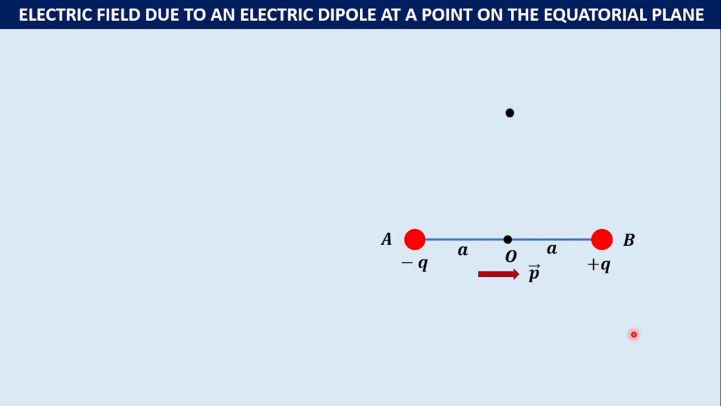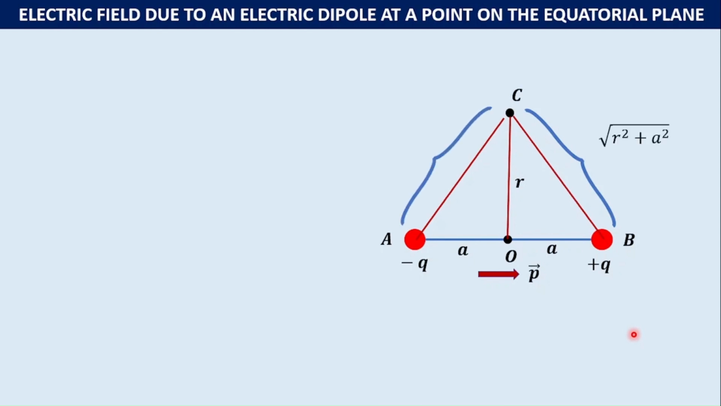Now let us consider a point C on the equatorial line, that is the perpendicular bisector of this axial line, which is at a distance R. The point C is at equal distance from both the charges, equal to root of R square plus A square each. The angle is theta.